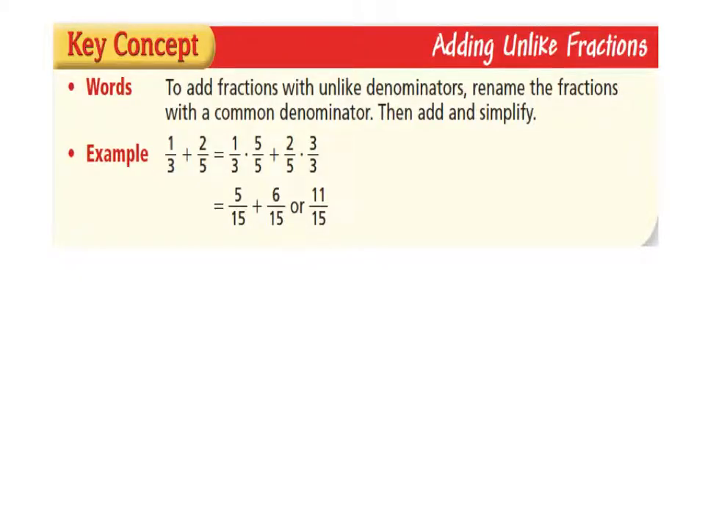We come to the second part, where we're going to add unlike fractions. And you can see in the example here that in our two fractions, the denominators are not the same. We're going to have to rectify that by finding a common denominator. In this case it was 15, and when we do that we could go ahead and just add the numerators.